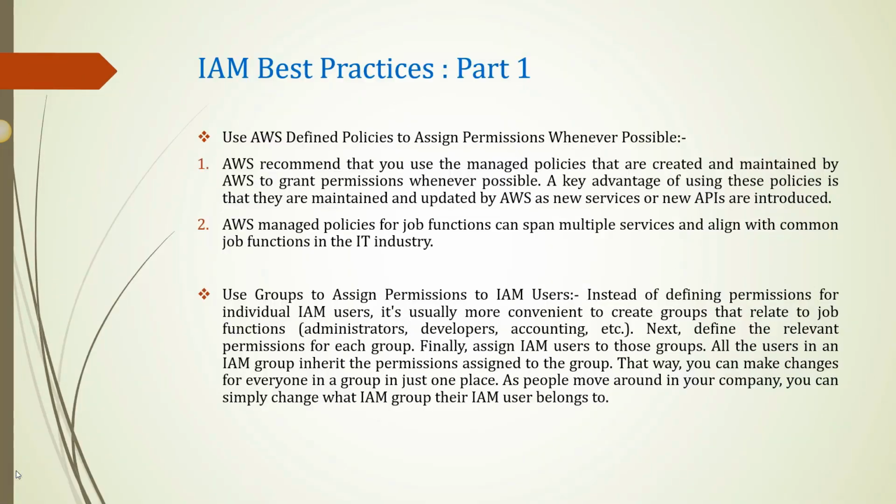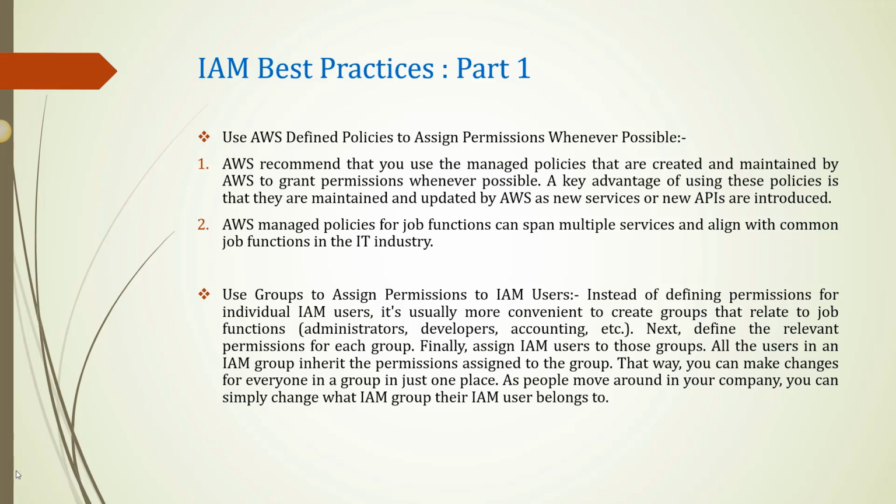Now third best practice of IAM is use AWS defined policies to assign permission whenever possible. AWS recommends that you use the managed policies that are created and maintained by AWS to grant permission whenever possible. A key advantage of using these policies is that they are maintained and updated by AWS as new services or new APIs are introduced. AWS managed policies for job function can span multiple services and align with common job functions in the IT industry.